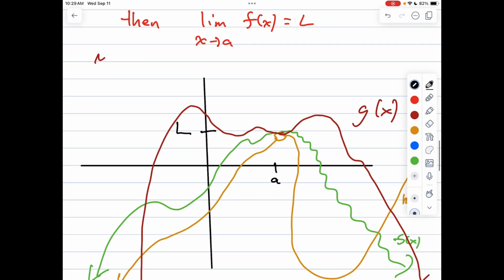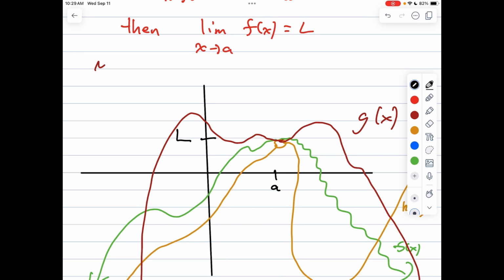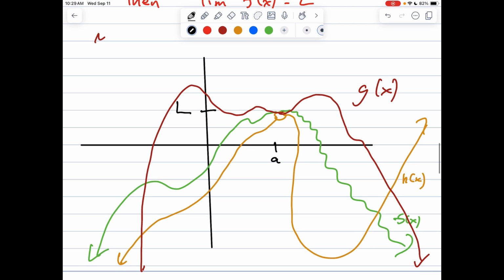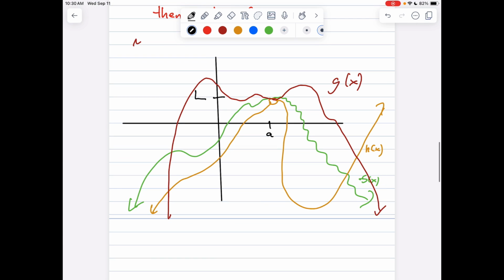And the reason it's called the squeeze theorem is because f of x, the green function here, is being squeezed in between h of x, the amber golden color, and g of x, the red function. The idea is that as you approach a, both h and g approach the same value L, whatever that might be. Therefore, because f is squeezed in, it has no choice. Sometimes it's also called the sandwich theorem.